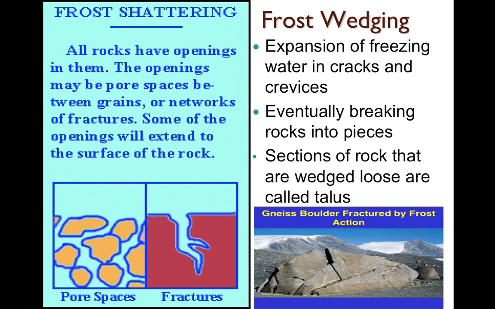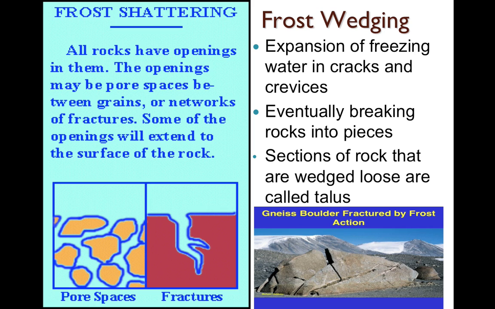Frost wedging can be defined as using the expansion of freezing water in cracks and crevices. Eventually, what happens is these rocks break into smaller pieces, and once they've been broken into smaller pieces, they're wedged loose, and when they're wedged loose, they begin to fall to the bottom of the cliff where they were originally located, and they form this pile of rocks, which we call talus.